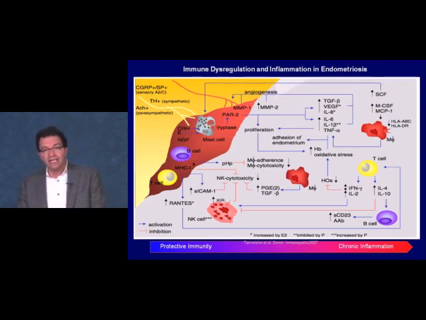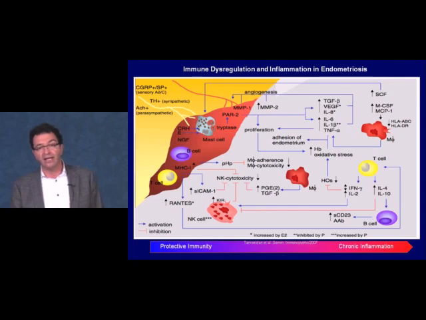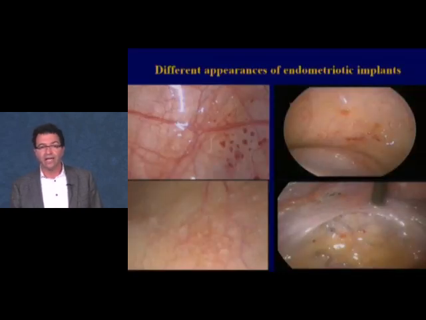So what you can see is this is an inflammatory response where endometriosis is making all types of cytokines and inflammatory markers that can cause pain. So it's not just the presence of the lesions, it's what the lesions are producing that lead to adhesions and pain. Here you can see the different types of lesions we typically see.